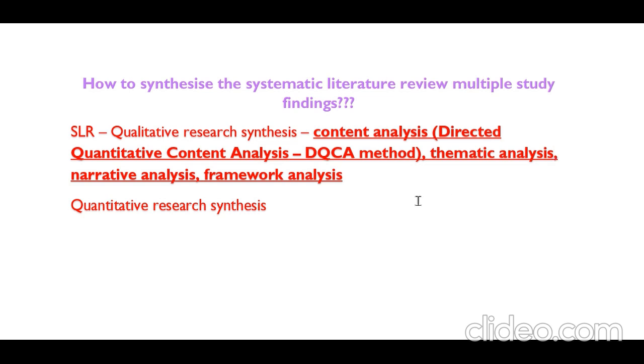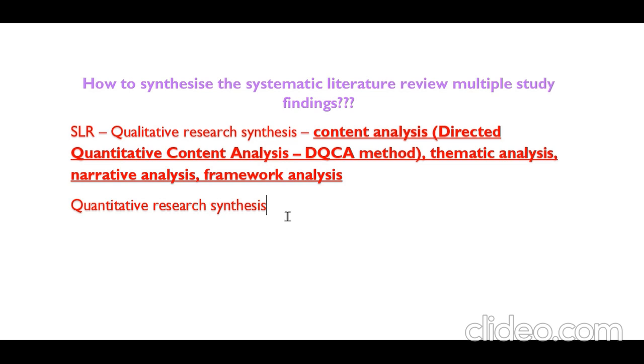Third one is narrative analysis. Like a story, you can write with proper citations. You should argue like a story and narrate your research issues, right? Then the fourth one is framework analysis. If your study has a framework given by any author, with 3 dimensions or 5 dimensions or 8 dimensions, based on the framework you may fit the research results from multiple studies. That is framework analysis.